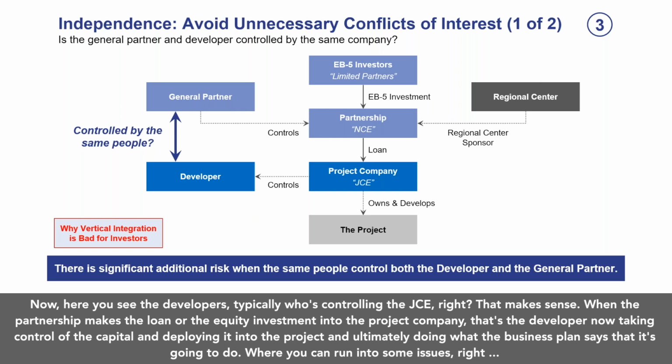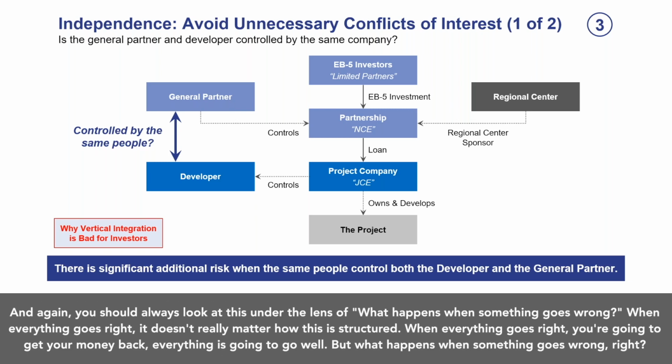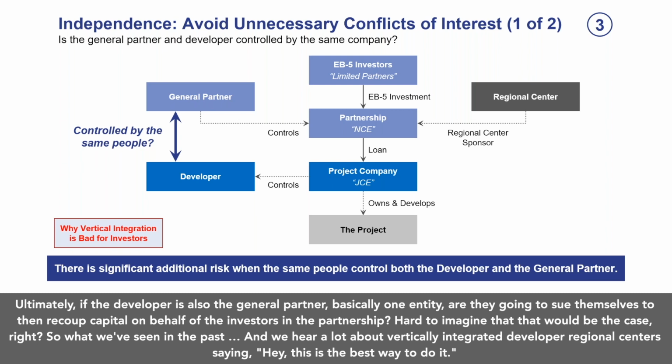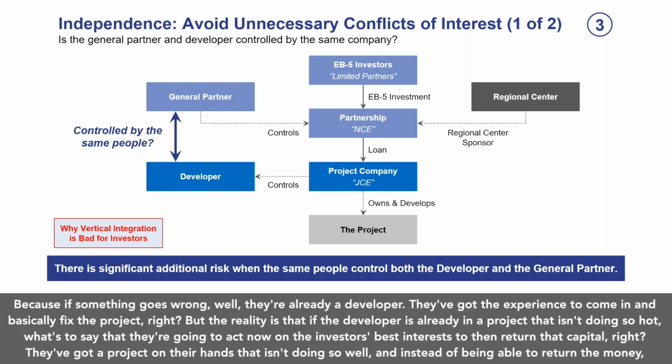Where you can run into some issues, right? And again, you should always look at this under the lens of what happens when something goes wrong. When everything goes right, it doesn't really matter how this is structured. You're going to get your money back. Everything's going to go well. But what happens when something goes wrong? Ultimately, if the developer is also the general partner, basically one entity, are they going to sue themselves to recoup capital on behalf of the investors in the partnership? Hard to imagine that that would be the case, right? So what we've seen in the past, and we hear a lot about vertically integrated developer regional centers saying, hey, this is the best way to do it, because if something goes wrong, well, they're already a developer.